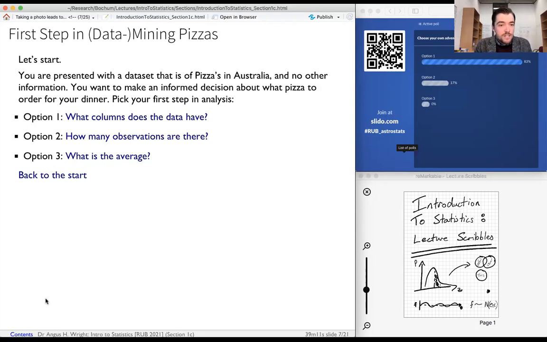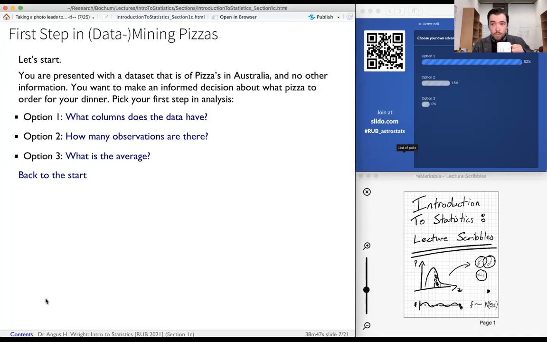You can either ask the question, what columns does the data have? You can ask the question, how many observations are there in the data? You'll recall what we mean by observations from the last couple of lectures. Or you can ask the question, what is the average? And so we're up to 11 votes. So give your votes in now, and we'll make a decision about what to do.